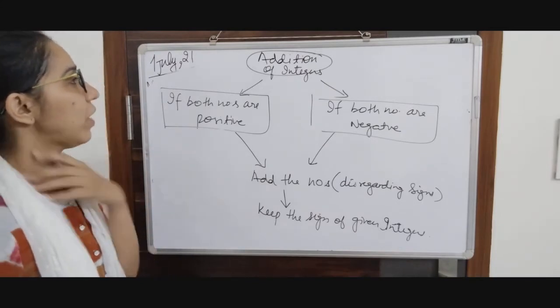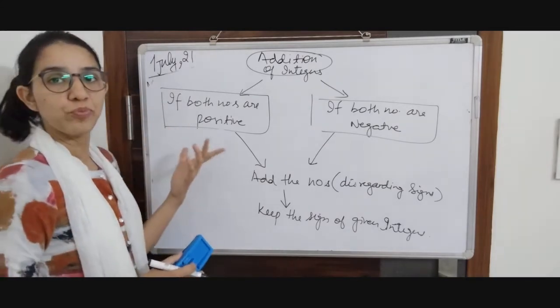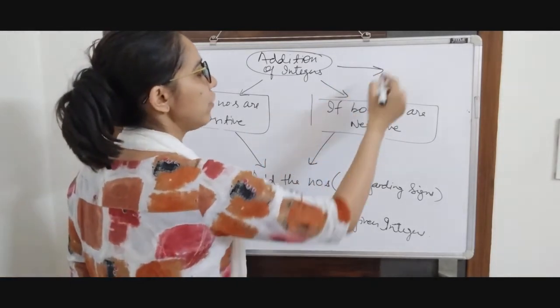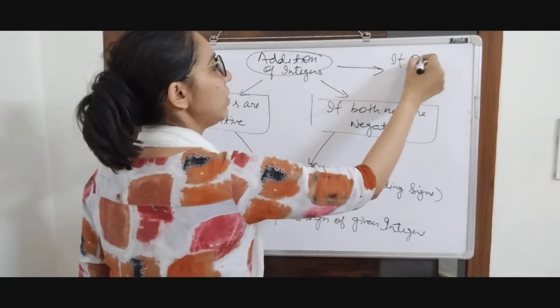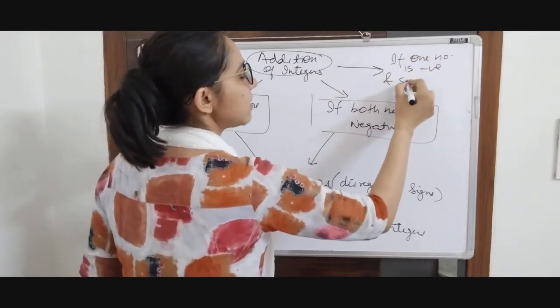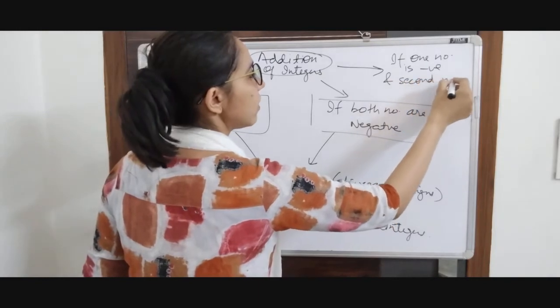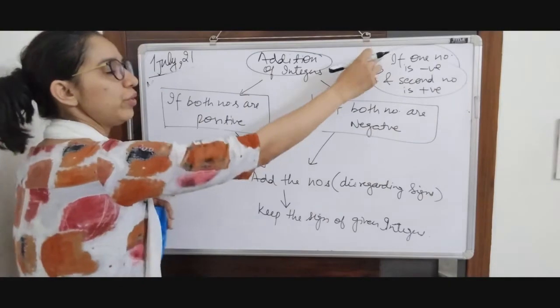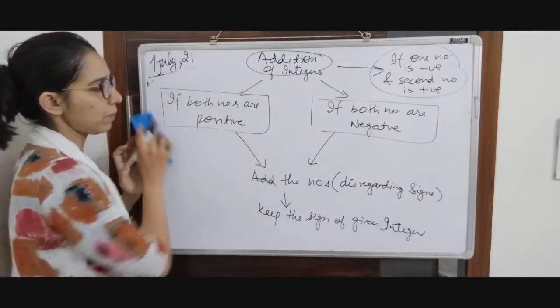Now what will happen if one number is positive and one number is negative? It has one more thing. If one number is negative and the second number is positive, what will happen then? So we are going to do this one. I am going to rub this one.